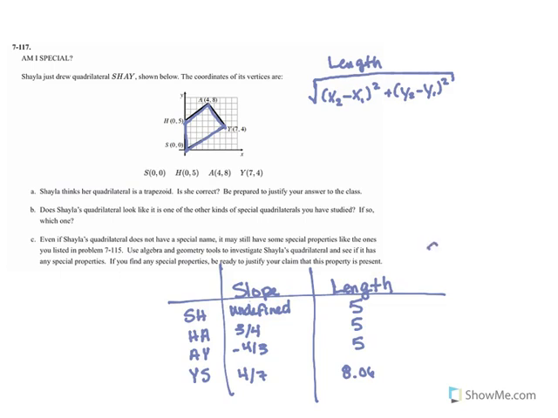So we could say some special properties about this is that SH equals HA equals AY. All of those side lengths are the same. Also, there's a special property here, so we could say that HA is perpendicular to AY. And that would be it. This is still not a special quadrilateral, but it does have some special properties about it.